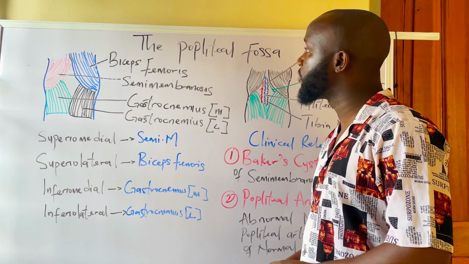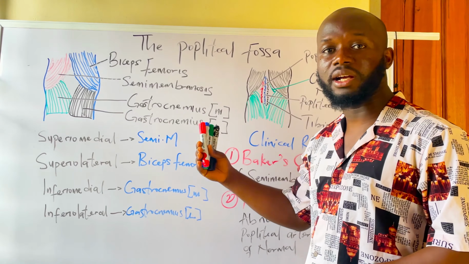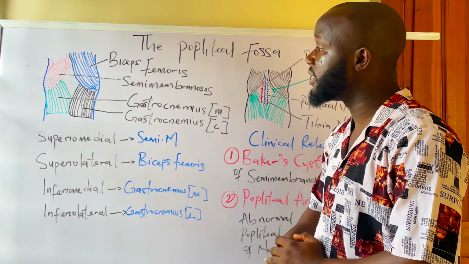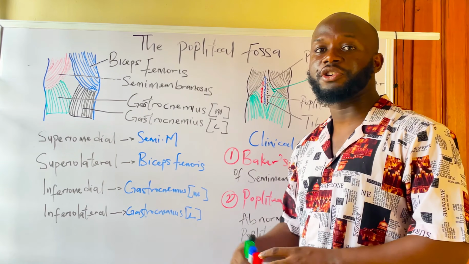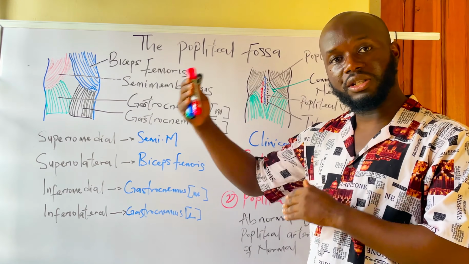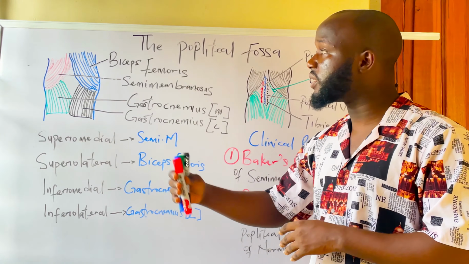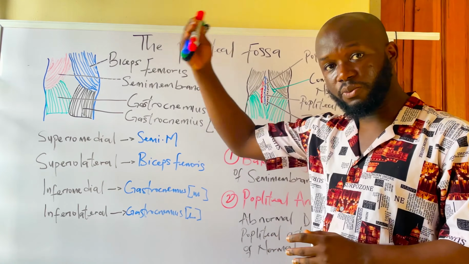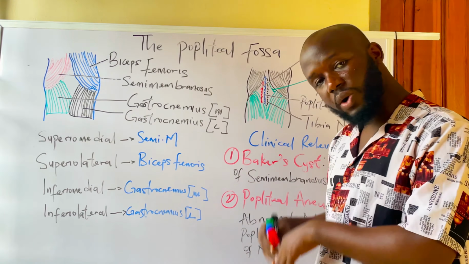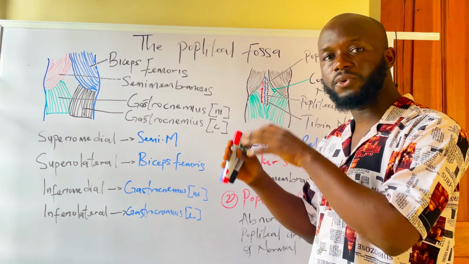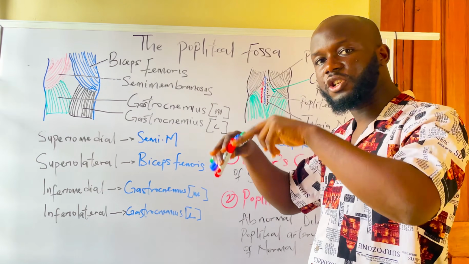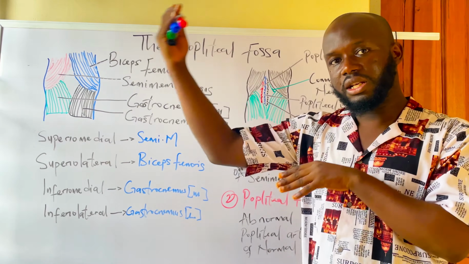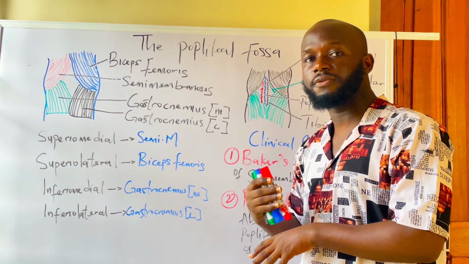In today's teaching, we're going to be looking at the popliteal fossa, and this fossa is a diamond-shaped depression that is located on the posterior aspects of the knee joint. So in the lower limb we have the popliteal fossa, and this fossa is a diamond-shaped area that is located on the posterior aspects of the knee joint.